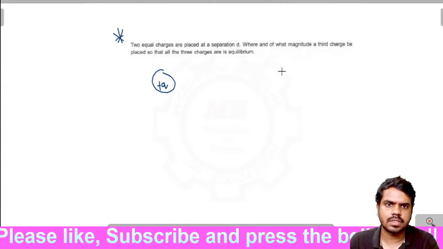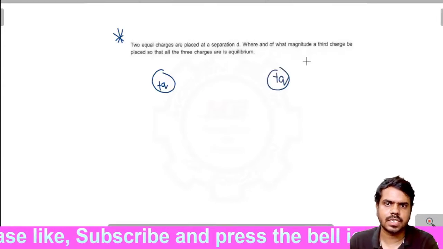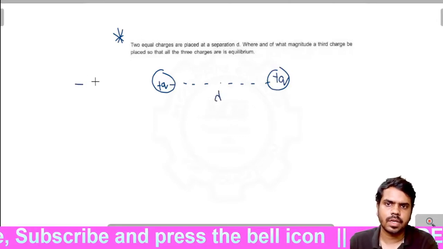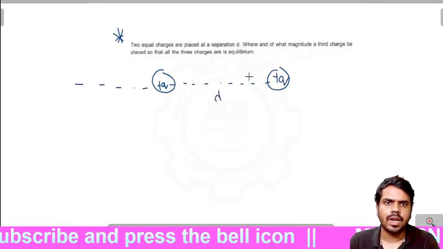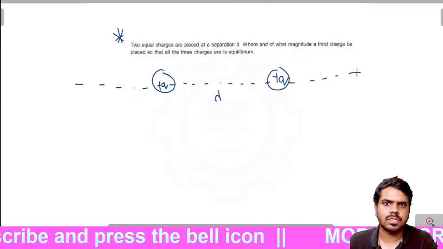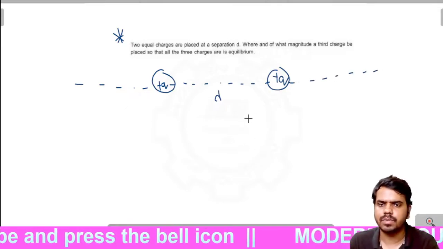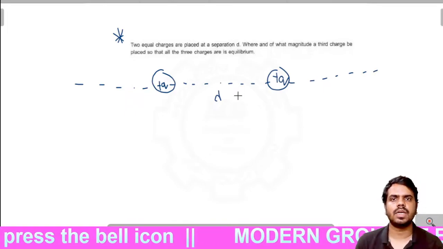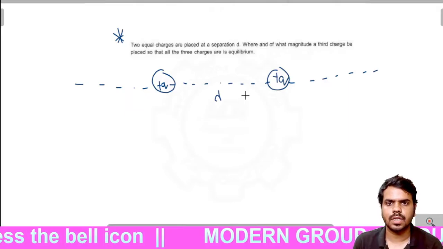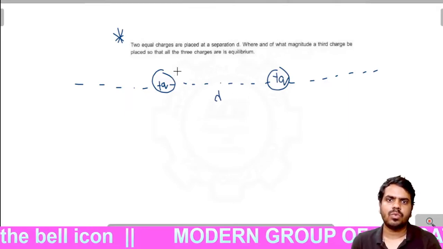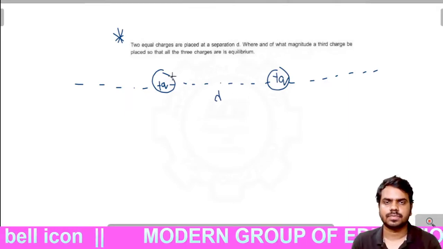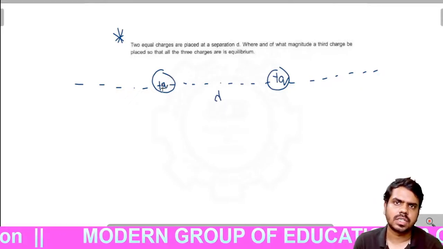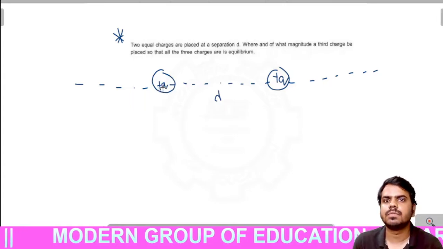They are equal charges. They state that these are equal charges, separated by a distance d. So where, and of what magnitude, should we place a third charge so that all three charges are in equilibrium? Equilibrium means the net force acting on a body or a charged particle is 0. So we have to place a third charge, but what is the third charge? Is it positive or negative?